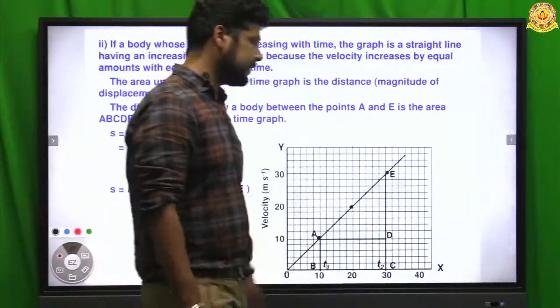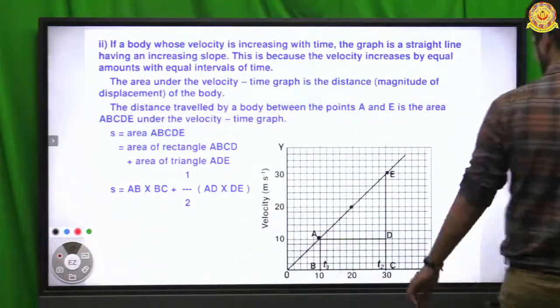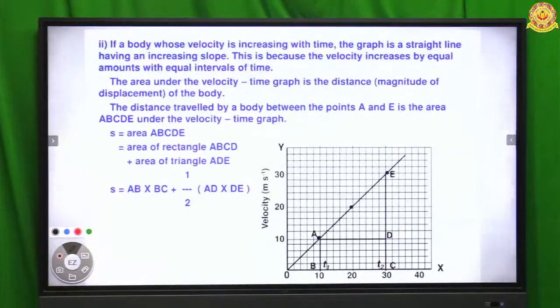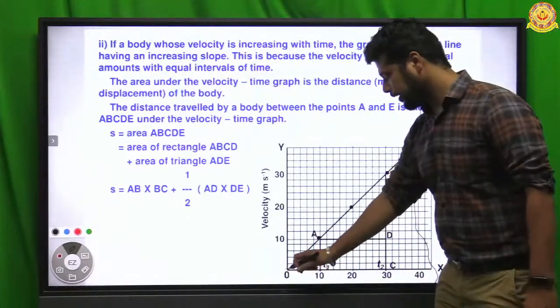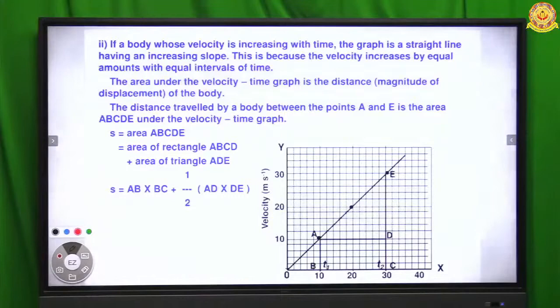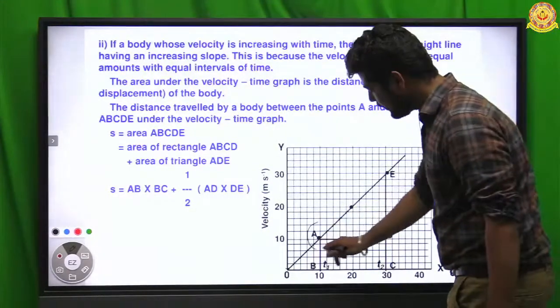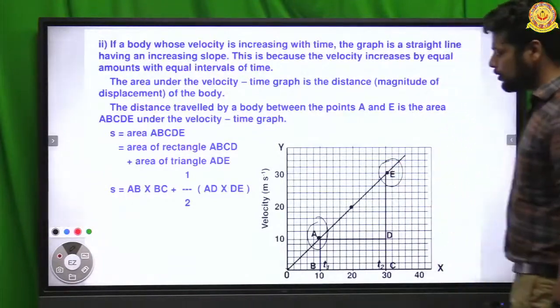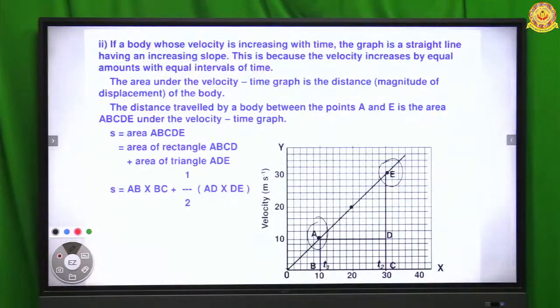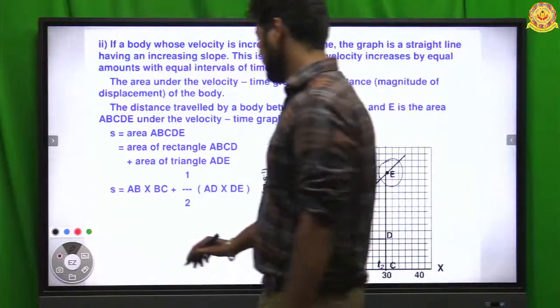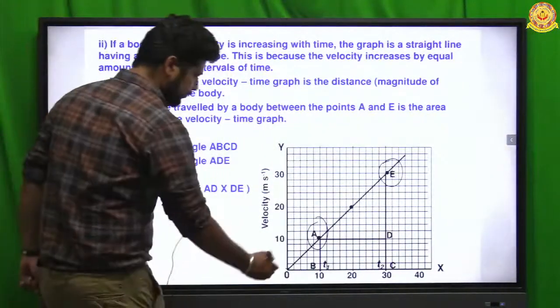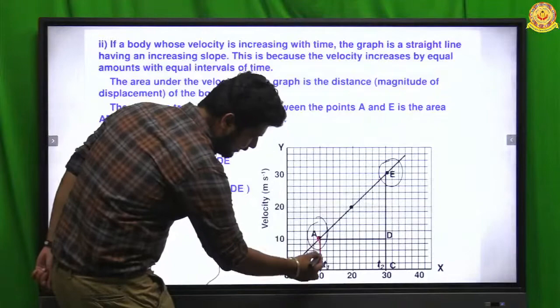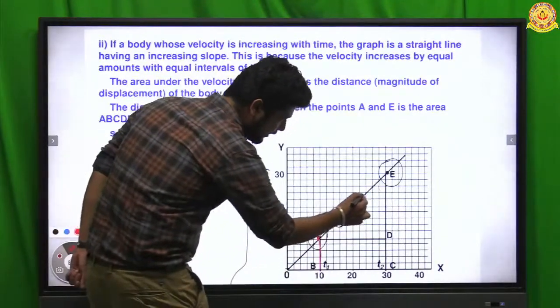This graph is basically of an increasing velocity. When velocity is increasing in equal intervals of time, we get a straight line like this. Now if we want to find the distance between point A and point E, of course we take the area under the VT graph. So the area we are getting is this, AE. It is like this.